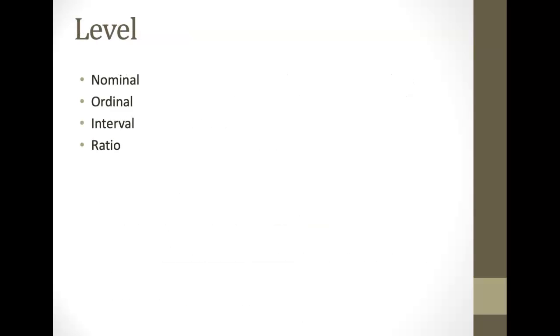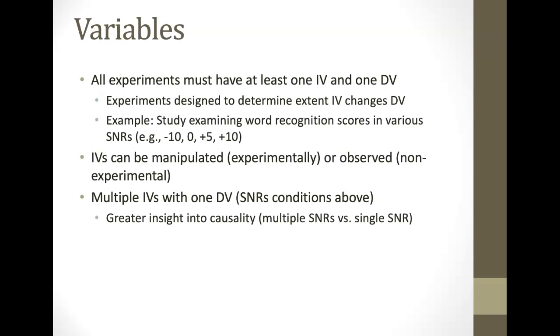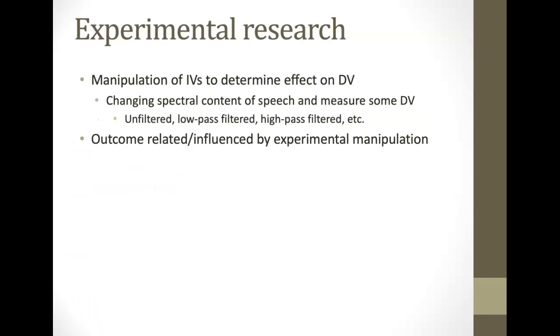Now, levels of variables: nominal, ordinal, interval, and ratio. I'm assuming at some point in undergrad you talked about that. But all studies have to have one independent and one dependent variable. And you can manipulate those independent variables experimentally, or you can observe. You can control for those and include people of only certain ages or sex or what have you. And that's how you control that.